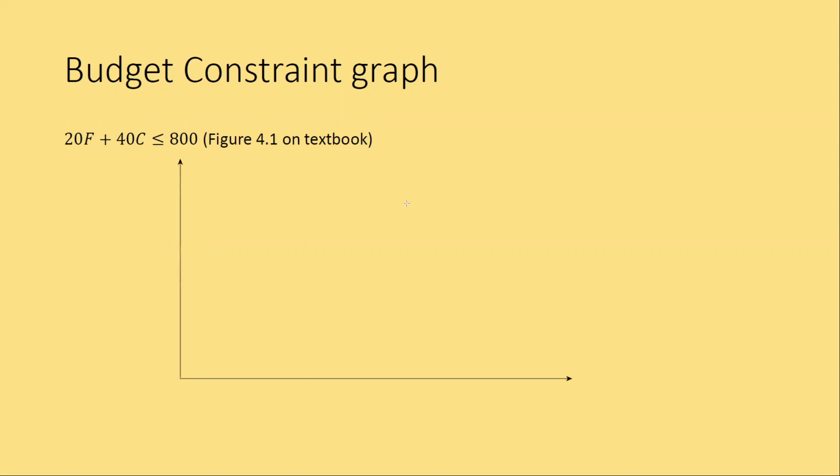Here I'm using the numerical example we just saw, that the budget constraint is 20 times F plus 40 times C less than or equal to 800. You can see this figure as figure 4.1 in the textbook. It is very well drawn, but I'm going to explain step by step how we get this budget constraint.